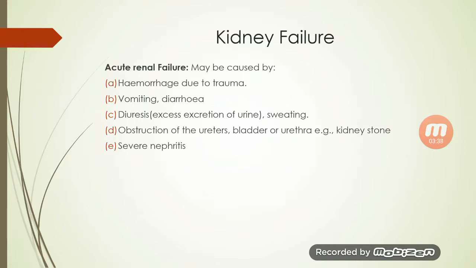Another cause is obstruction of the ureters, which means the blockage of the ureters and their functions, the bladder or urethra, that may be caused by kidney stones. Severe nephritis is another cause of acute renal failure, and we have talked about nephritis in the previous lecture.